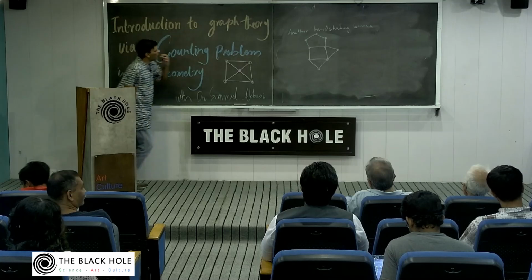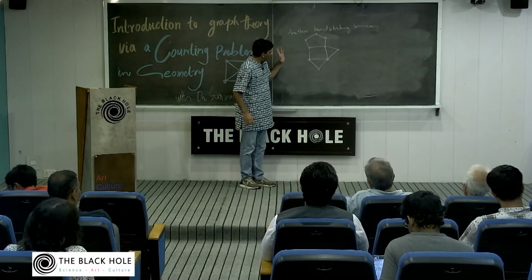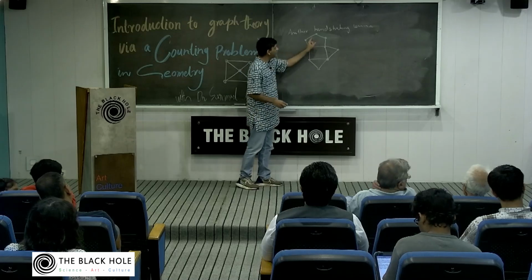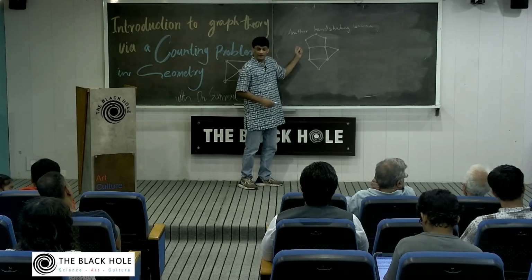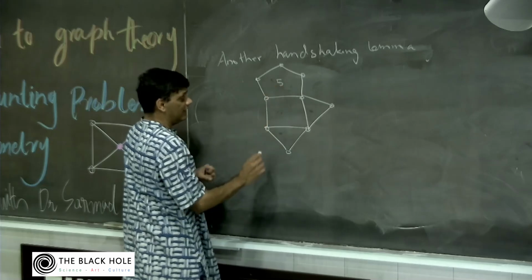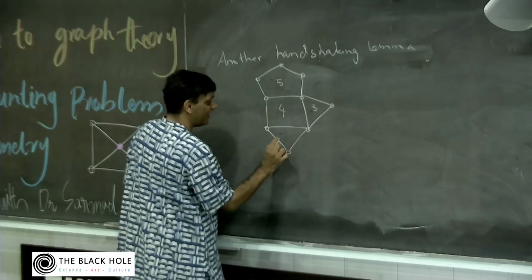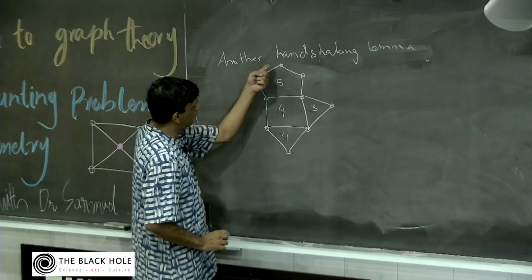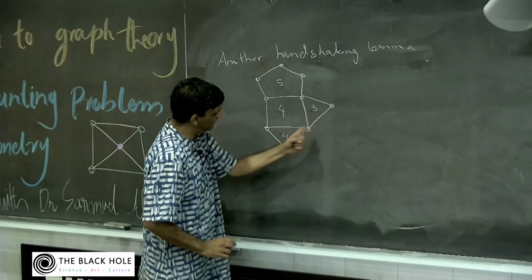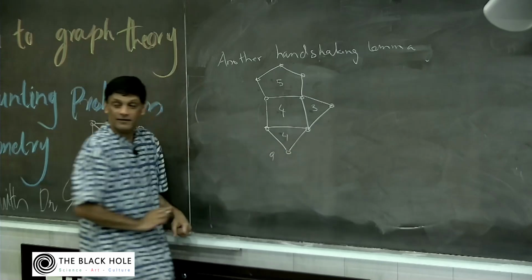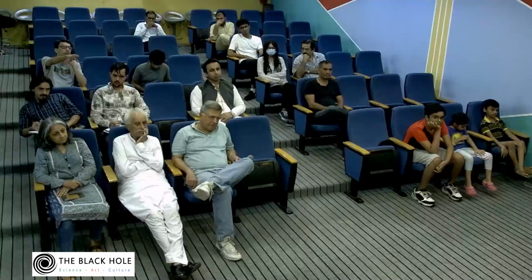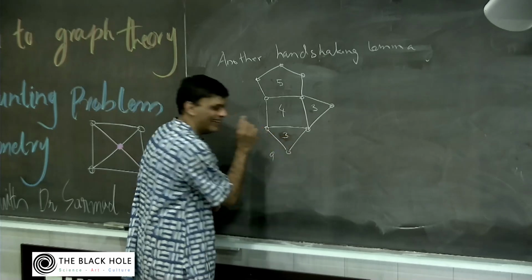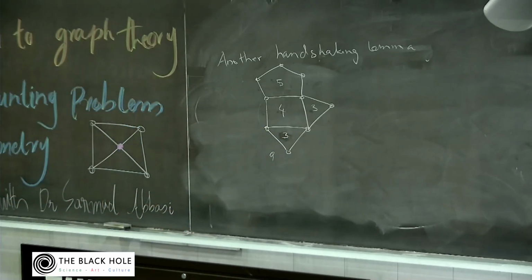Here is a graph, and you have 1, 2, 3, 4, 5 faces. This face has 5 sides. This has 4 sides, this has 3 sides, this has 4 sides, this has 1, 2, 3, 4, 5, 6, 7, 8, 9 sides. That bottom triangle has 3 sides.